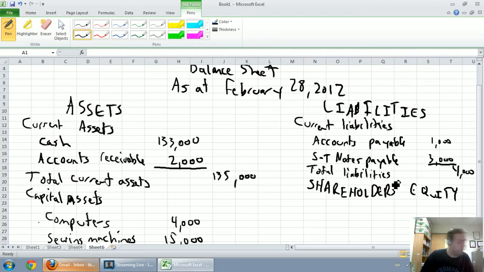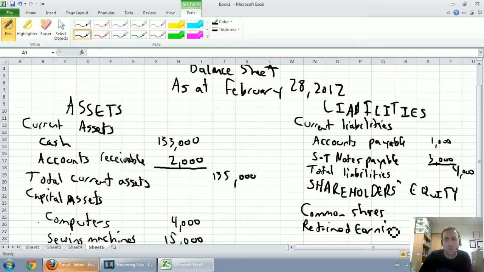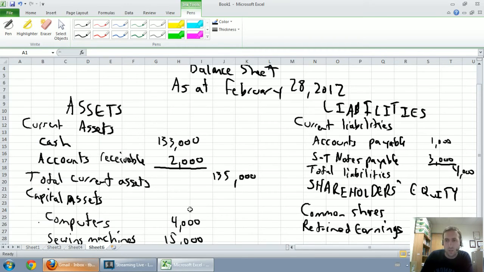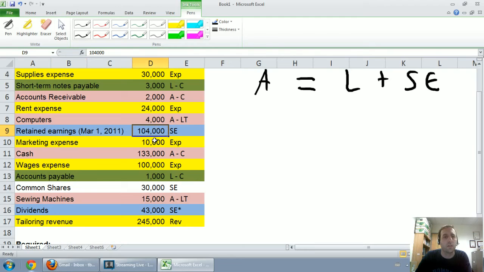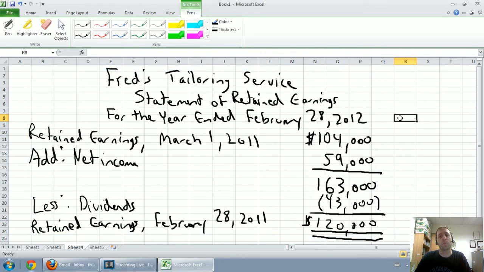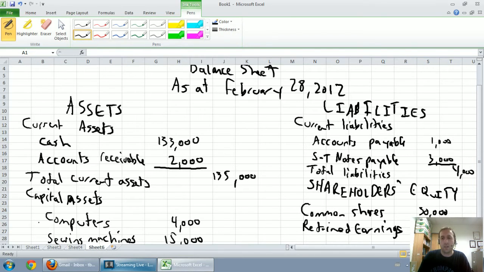On to shareholders' equity, and then we'll be done here. Under shareholders' equity, we just have two accounts to list. We have common shares, and we have retained earnings. Our company's common shares are right there. They're the only thing I haven't highlighted so far. They're 30 grand. Let's fill that in. And our company's retained earnings, when I look on here, it says retained earnings March 1st, 104,000. I don't want to use that. I want retained earnings as at February 28th, my fiscal year end. Where am I going to find that? On my statement of retained earnings, the statement we just prepared a moment ago, you can see the retained earnings there at the bottom are $120,000. Let's fill that number in, and then we're all set.